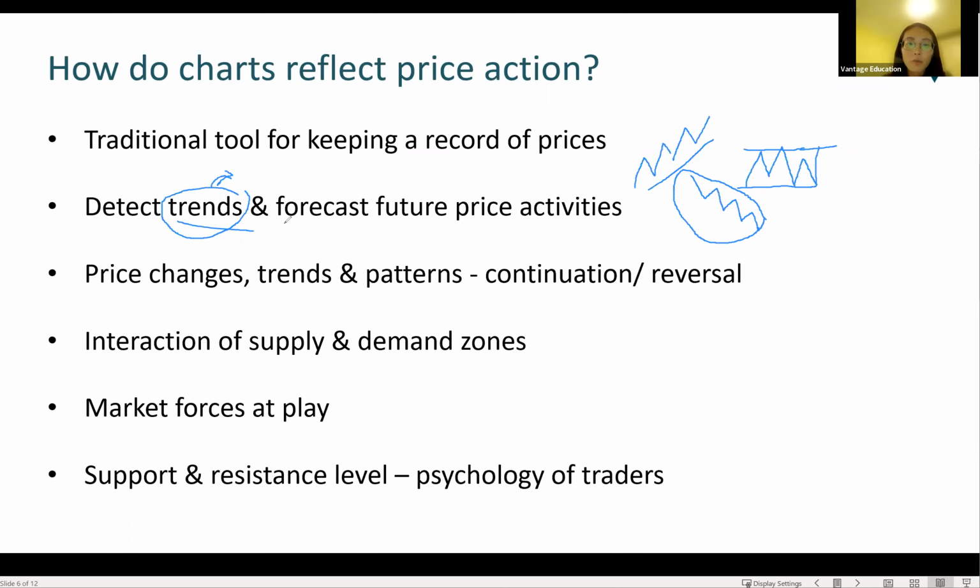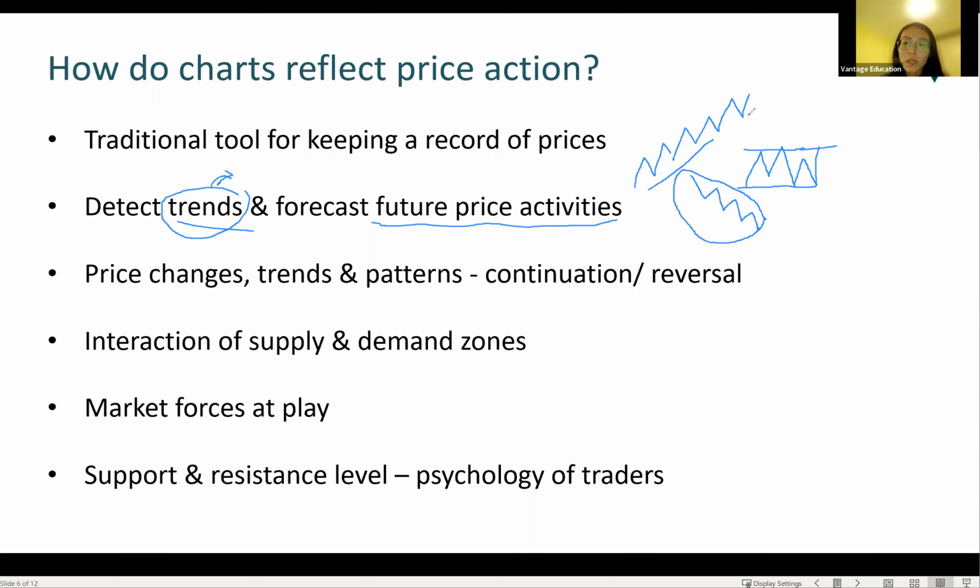Right, so after this, we can also look at the assumption to forecast the future price activities. So what we mean by this is that in a bullish trend, in an uptrend, the idea is that the trend will continue. So the basic assumption is that the trend will continue until there is a reversal on the smaller time frame. So in an uptrend, we are expecting prices to form higher lows and higher highs.